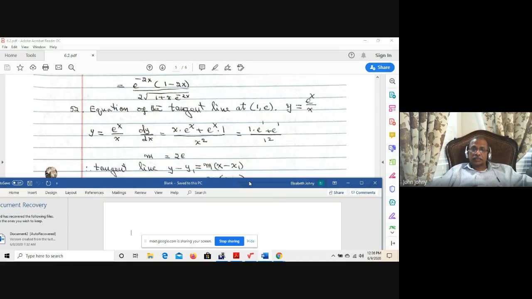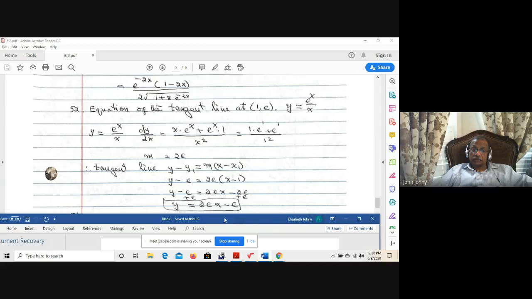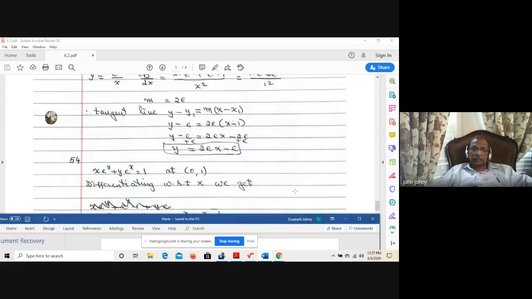And the equation of the line is y minus y1 is equal to m times x minus x1. x1 is 1, y1 is e. And so y minus e is equal to, slope is 2e, 2e times x minus 1. Now, you may leave it there, but usually we distribute it. So y minus e is equal to 2ex minus 2e. Then you add an e on both sides. So this minus 2e becomes minus 1e. y is equal to 2ex minus e is the answer.